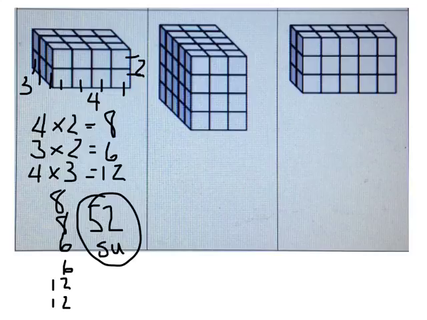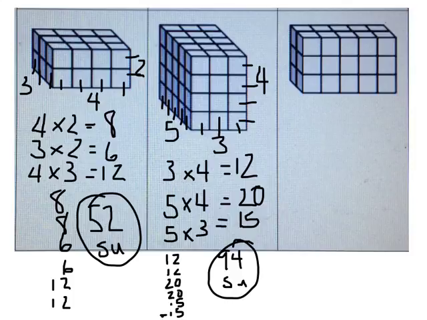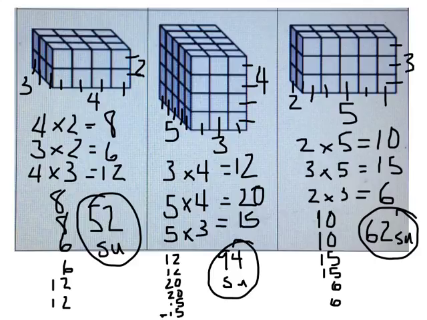Now you try the next two on your own. What's the surface area of the middle shape? The area is 94 square units. Now try the last problem. What's the surface area of the figure on the right? The surface area is 62 square units.